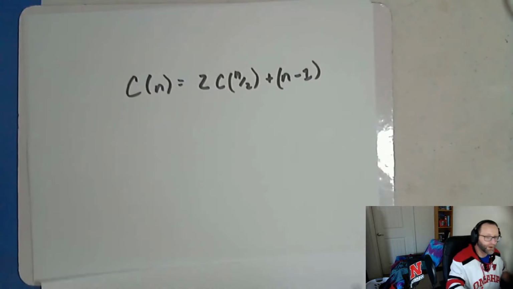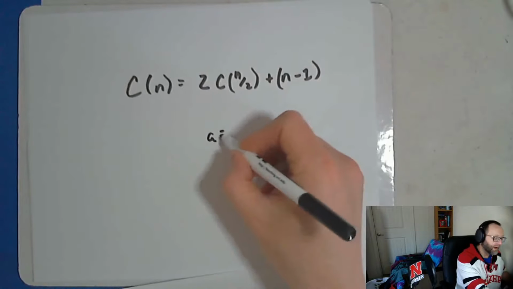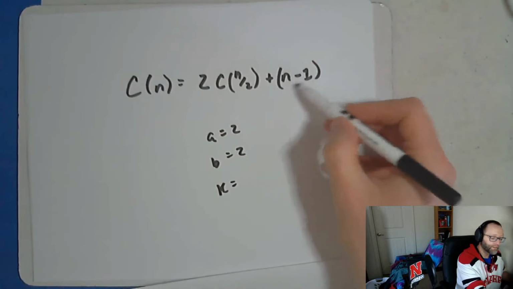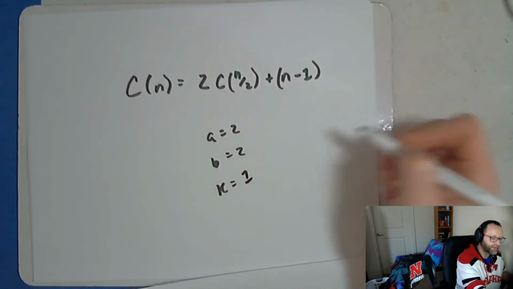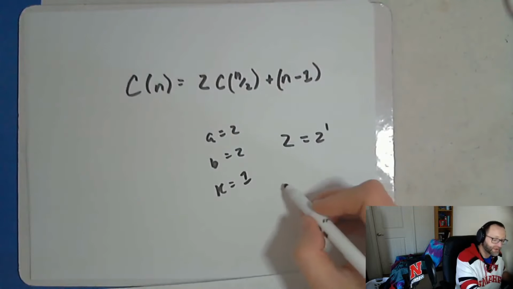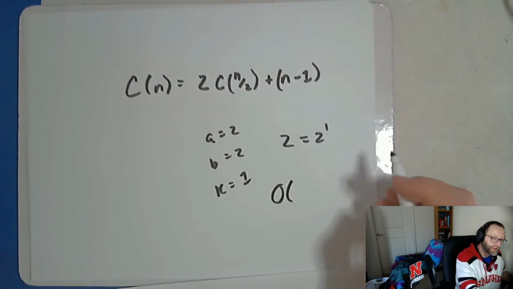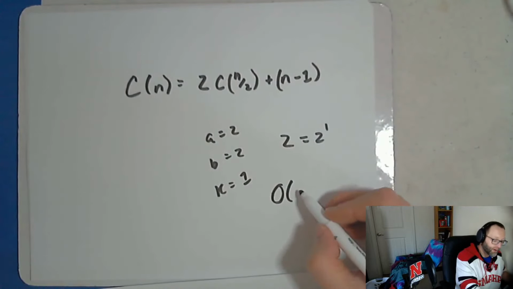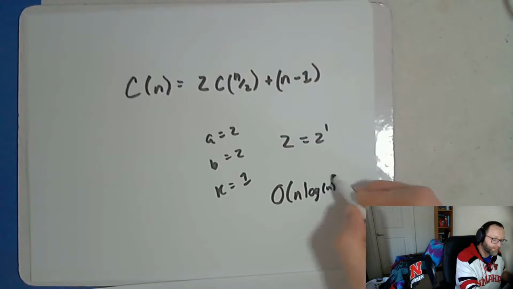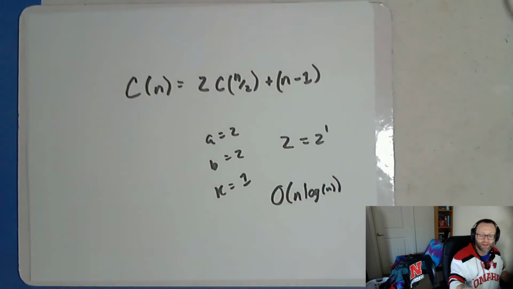Well, that looks really familiar at this point. A is 2, B is 2, and K is going to end up being 1, since this is order n. 2 is equal to 2 to the first, and so by case 2 of the master theorem, the best case running time of quicksort is going to be order n to the k times log n, which is n log n. So it's essentially going to be the same thing as merge sort in the best case.